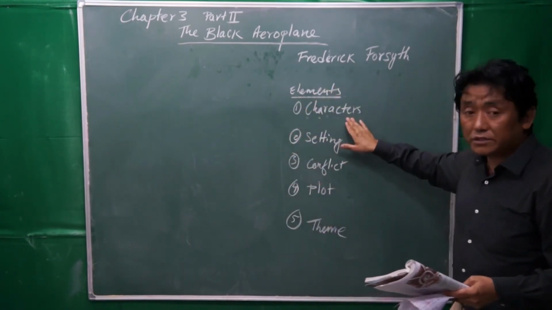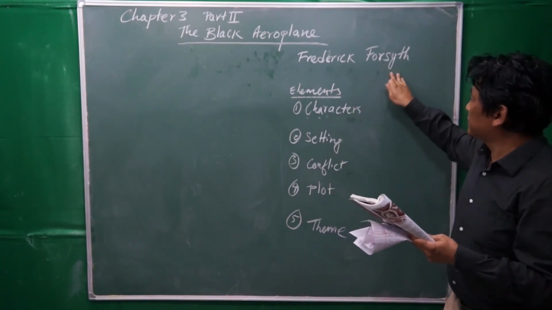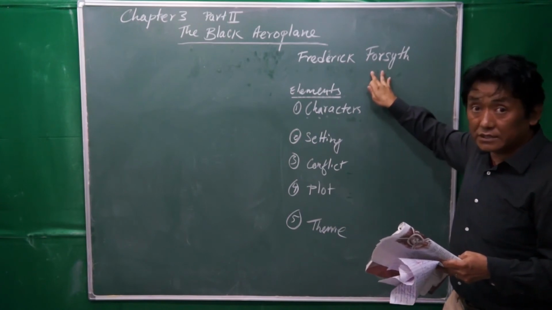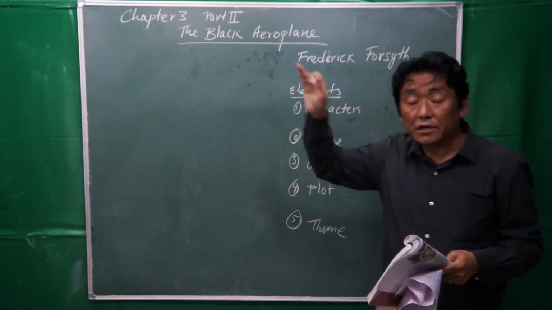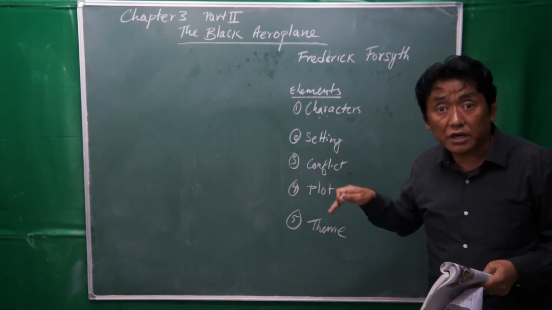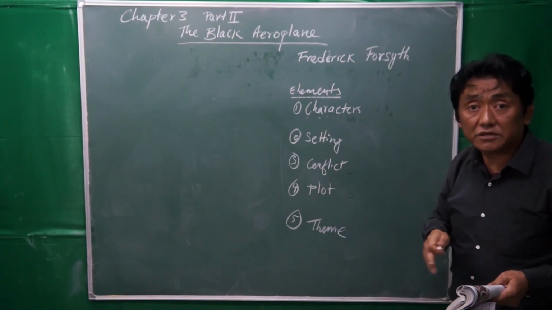Okay, the characters. You can say the characters. Frederick Forsyth himself is the main character there, right? You can say that. Yeah, it is. And that pilot in the black aeroplane who helped him is also a main character. And this lady in the control tower. These are the three characters there.